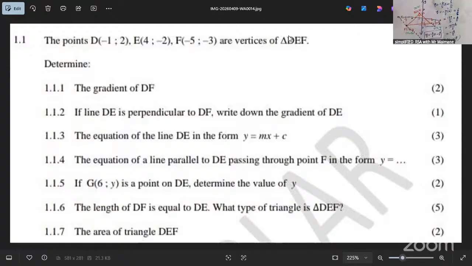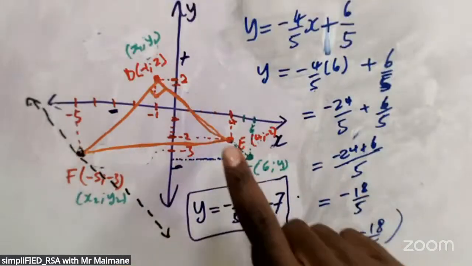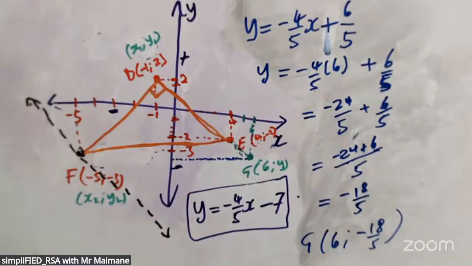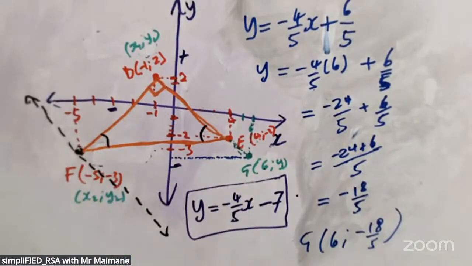Even if it's a right angle, we know it is a right angle triangle because they told us it was perpendicular from number 1.1.4. So then isosceles. Thank you. It's an isosceles triangle because if DF is equal to DE, it means we can also assume that these angles are equal. But the way they ask the question now, I'm worried.